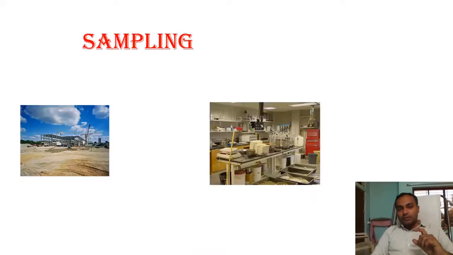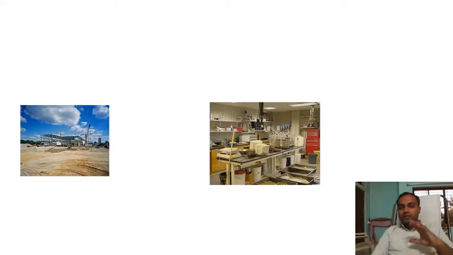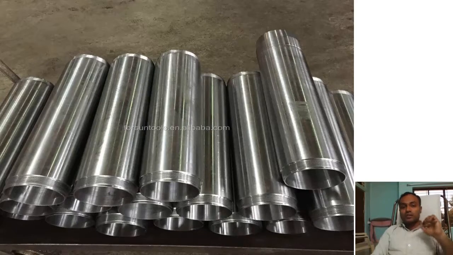Then what does sampling mean? It is a technique of collecting soil samples and bringing them from the site to the laboratory. That is called sampling. Understood? Then what does a sampler mean? Samplers are the instruments used to collect the soil samples.